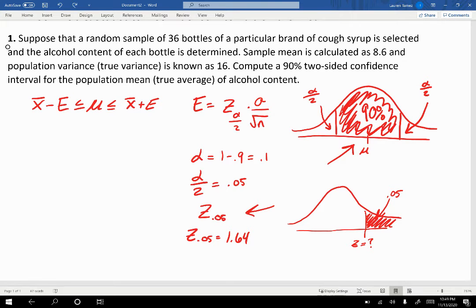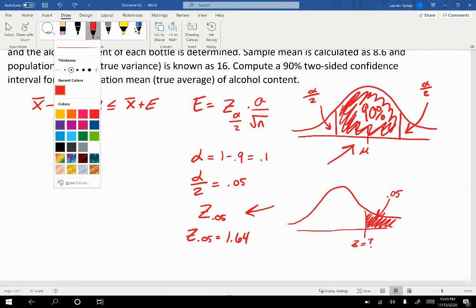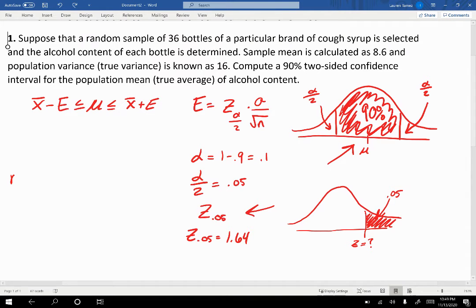So let's look at the other values that are given to us. They give us a random sample of 36 bottles. So sample size n is 36. We're given the sample mean, which is x bar, and that is 8.6. And we're also given variance, which is sigma squared equals 16.